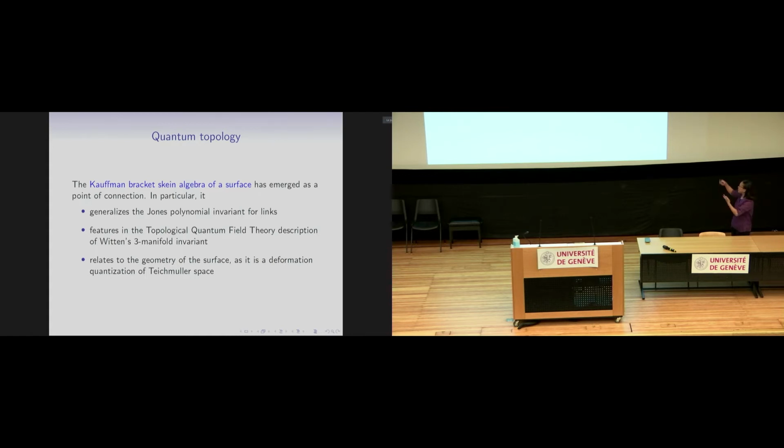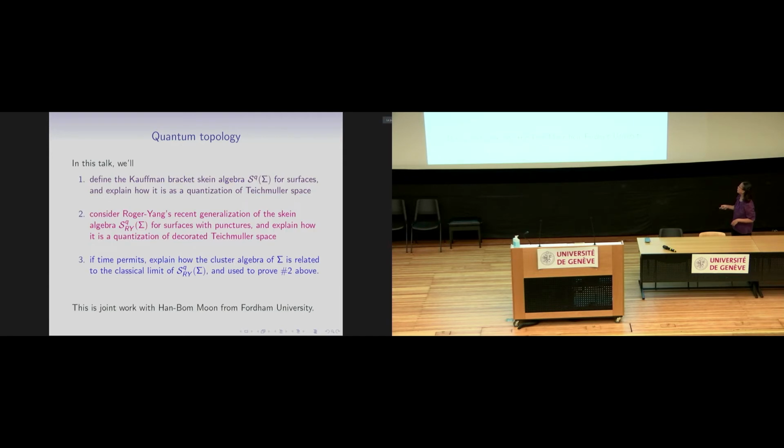And so the skein algebra is maybe one of the few places where we can actually connect classical geometric topology with hyperbolic geometry and with quantum topology. So my plan for the talk is to define the Kauffman bracket skein algebra and explain how it's related to hyperbolic geometry. And that's for the standard Kauffman skein algebra.